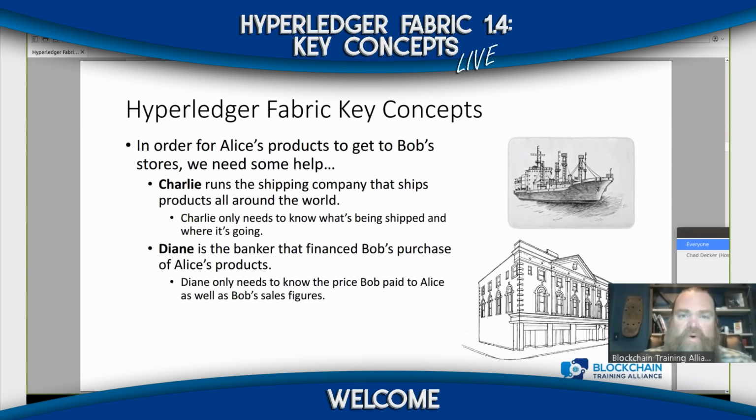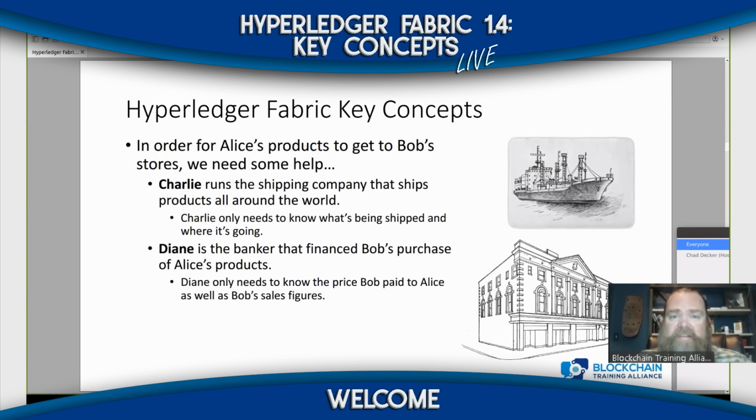All right, so let's add some more folks into this. And now we can see where channels really become powerful. So Alice and Bob do not work in a vacuum. In order to get those products from Alice's factory to Bob's retail stores, they need some help. They need some other participants in this business network. So we have Charlie. Charlie runs the shipping and logistics company. Charlie's the one who's going to ship these electronic devices that Alice produces all around the world.